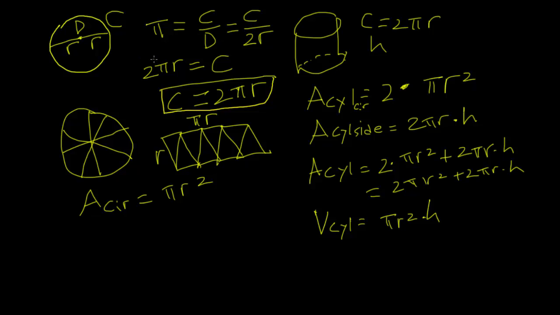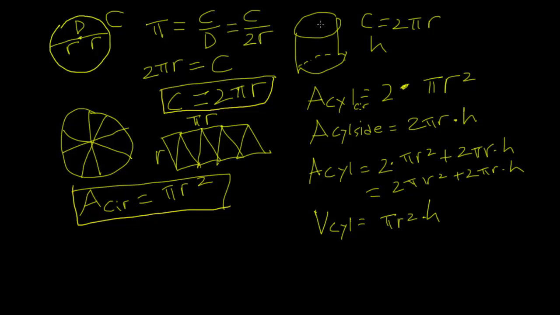Last time we said the definition of pi was the ratio of the circumference of a circle to its diameter, and we derived that the circumference of a circle was 2 pi r, and we also derived that the area of a circle was pi r squared, like so. And we also derived that the surface area of the side of a cylinder was 2 pi r times h.